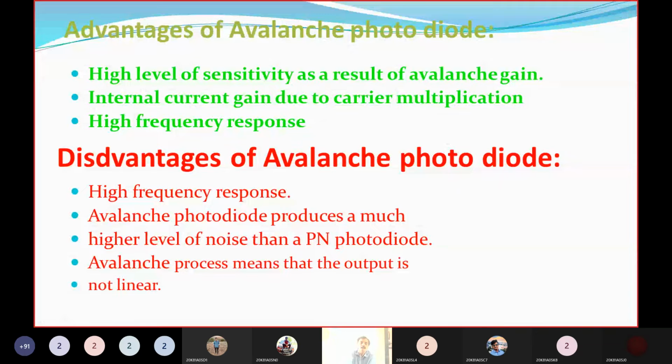One more advantage is the high frequency response. And now coming to the disadvantages. There are also some disadvantages in the avalanche photodiode.